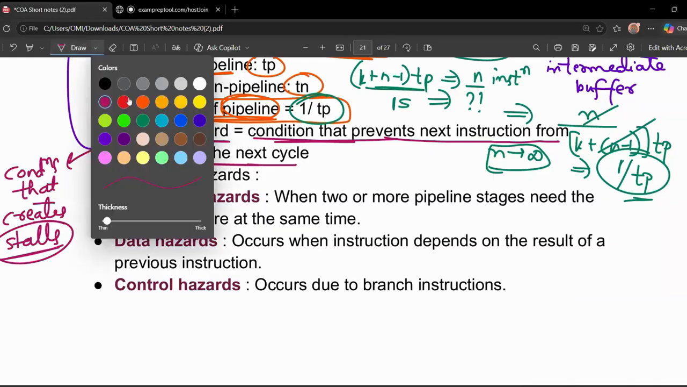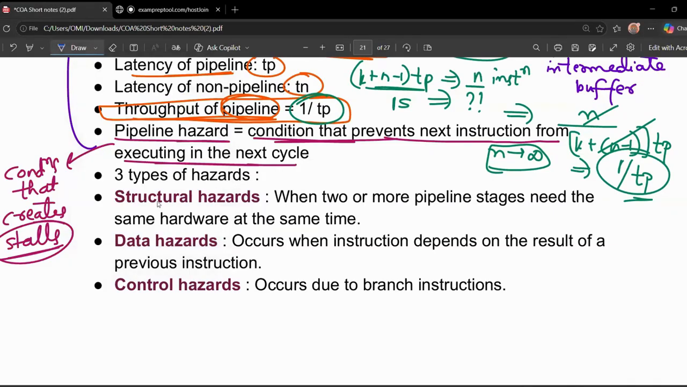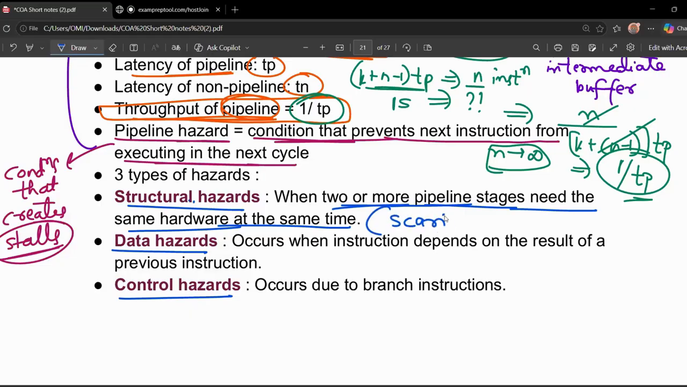Now, generally, we have three types of hazard: structural hazard, data hazard, and control hazard. Structural hazard means that two or more pipeline stages need the same hardware at the same time. Here we have scarcity of resources.